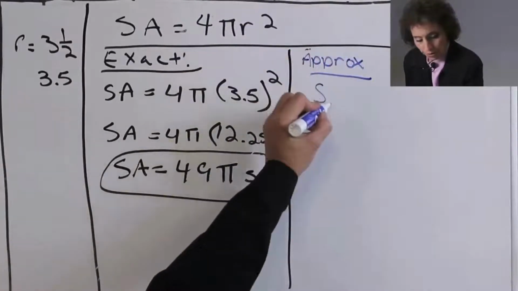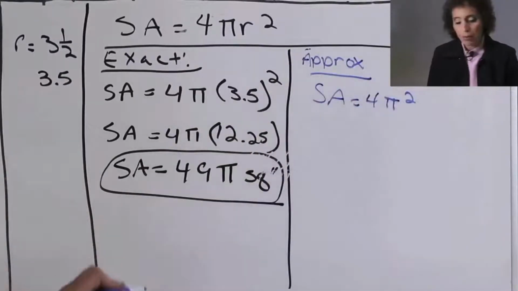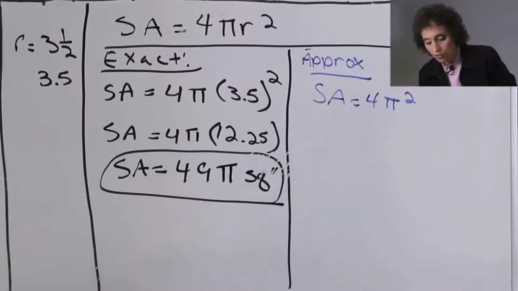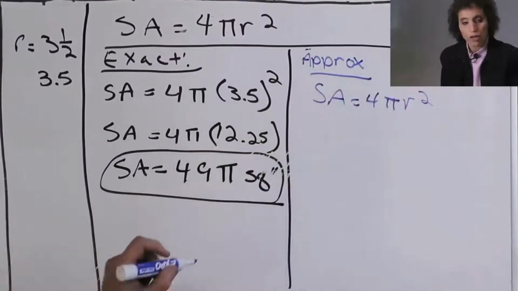All right, surface area is 4 pi r squared. Remember we said we would use 4 pi r squared. Let's fix that up. Remember we said we're going to use 22 over 7 for pi. We'll do that right now.